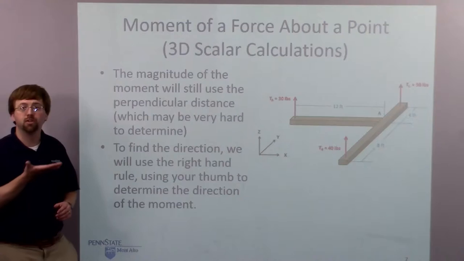And that, again, is our right-hand rule. Just wrap your fingers in the direction that you'd be twisting, and the thumb on your right hand is going to be pointing in the direction of that moment vector.